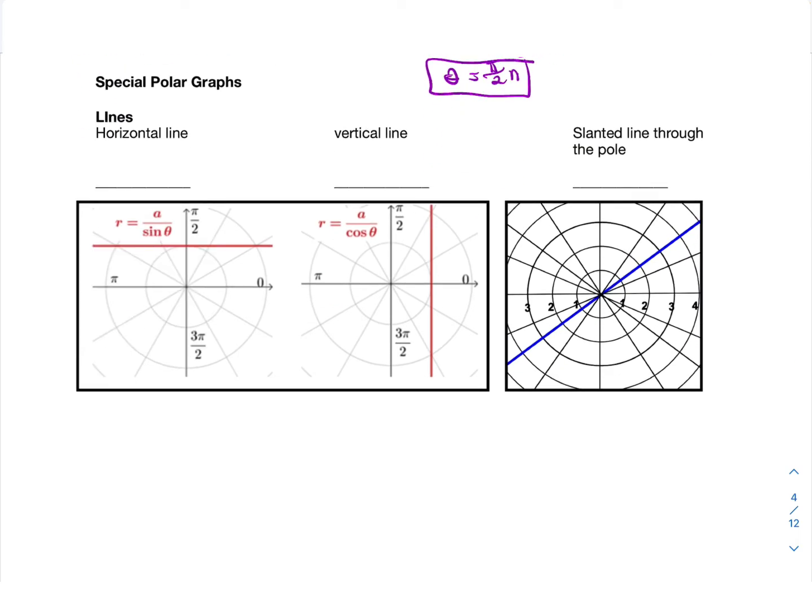Now we're going to look at special polar graphs. These are graphs that we should be able to look at the equation and recognize the shape from. And so our first section is lines. If we want to have a horizontal line as a polar graph, it will be in the form of r equals a over sine of theta.